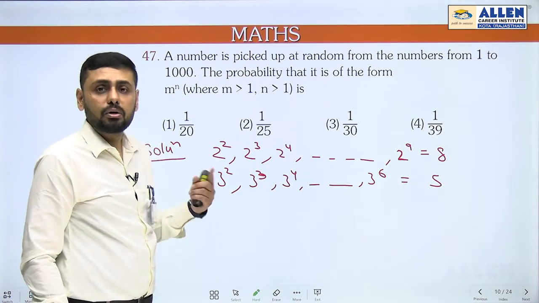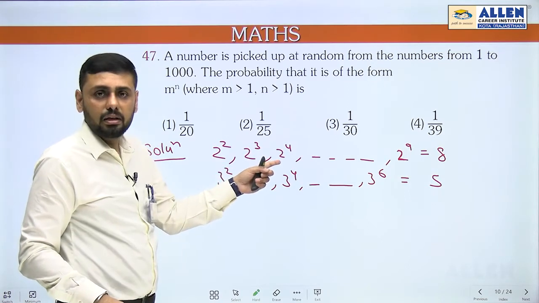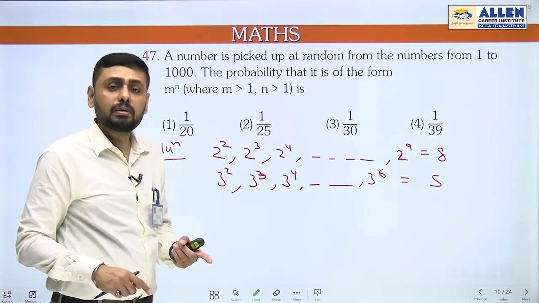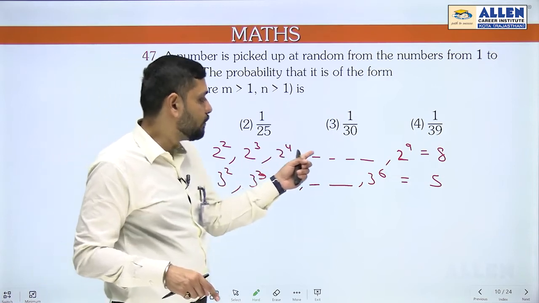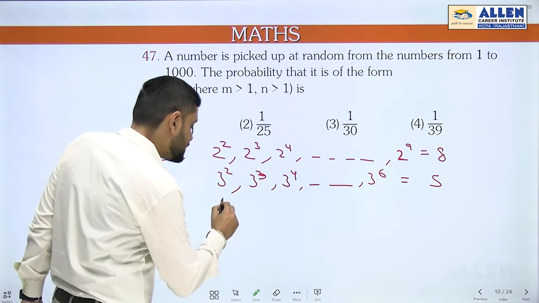If you take 4 to the power 2, it will become 2 to the power 4, which we have already taken here. If we take 4 to the power 3, it will become 2 to the power 6, that we have already considered here. So we cannot take the series of 4. So now we'll take the series of 5.